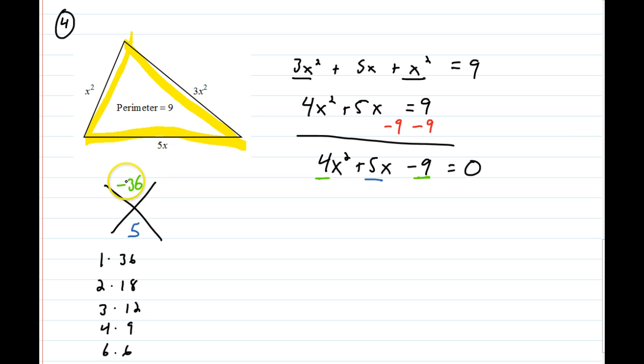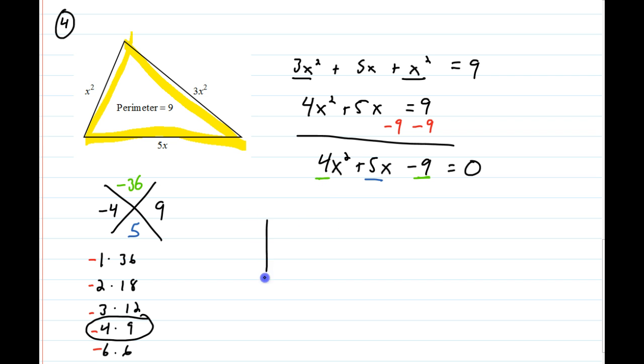So since this is a negative, one of these is going to be negative. Since they're going to add to a positive, that means my bigger number needs to be positive. So that means all my small numbers here are negative. And so now, which pair of numbers are going to add to 5? And so that gives us minus 4 and positive 9, because negative 4 times 9 is negative 36, and negative 4 plus 9 is 5.